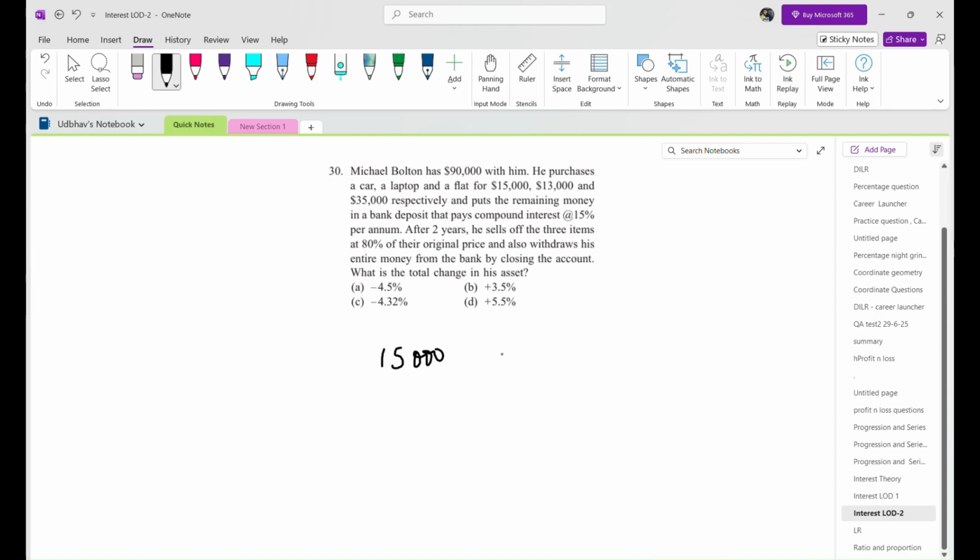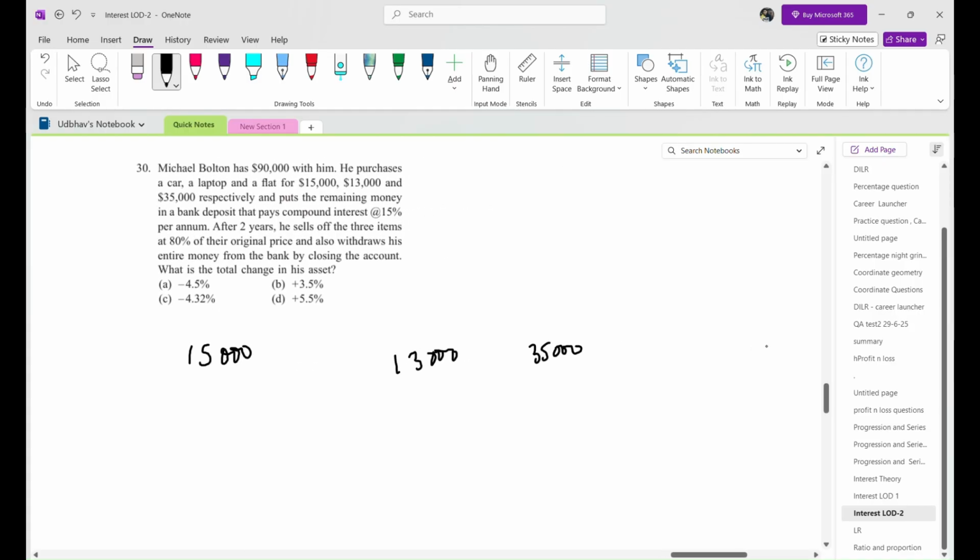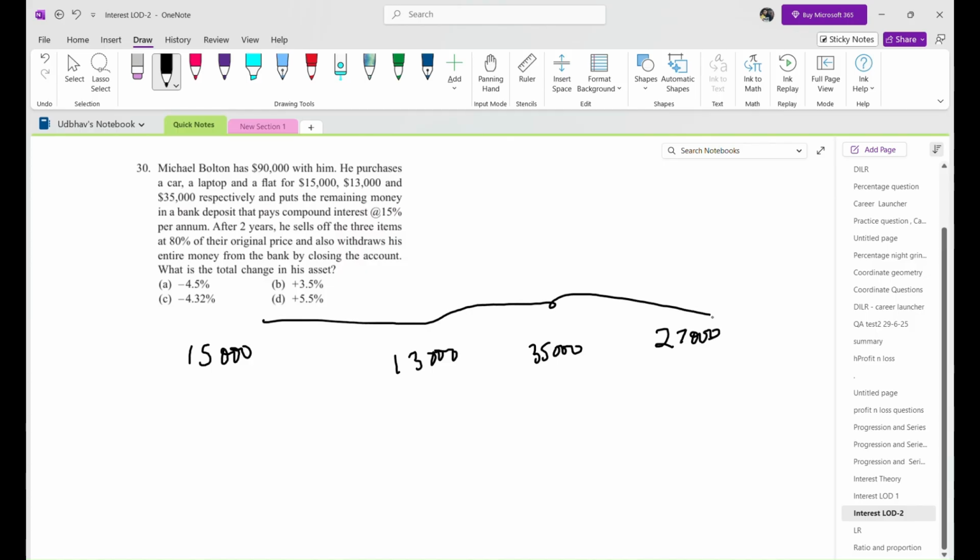Okay, so he used 15,000, 13,000, 35,000, and what is the amount left after that? 27,000, and this total is 90,000. So now the bank pays compound interest at the rate 15% per annum. So this is compound interest at the rate 15% per annum for 2 years.